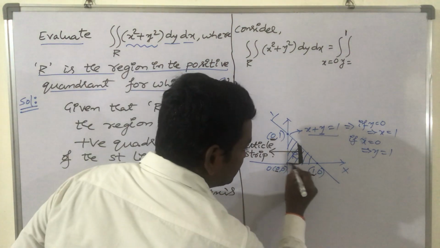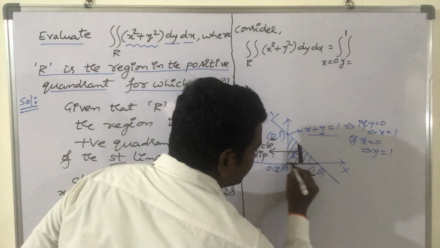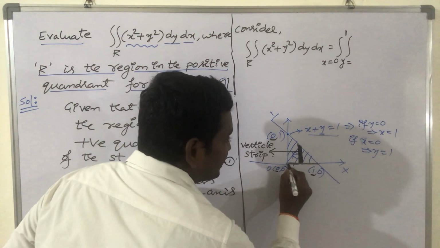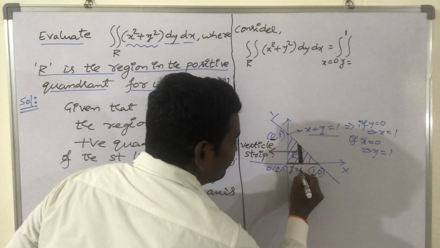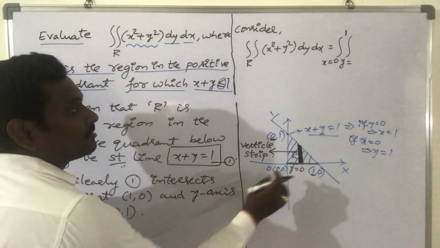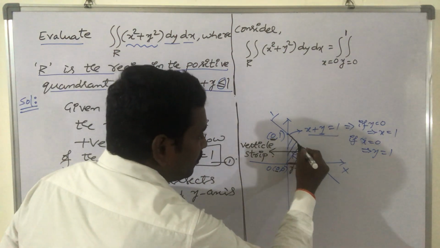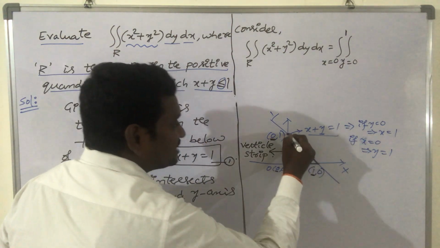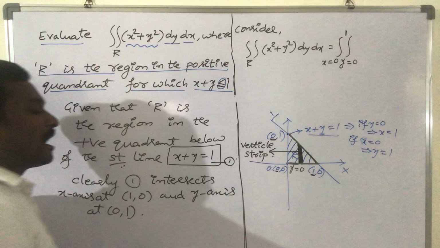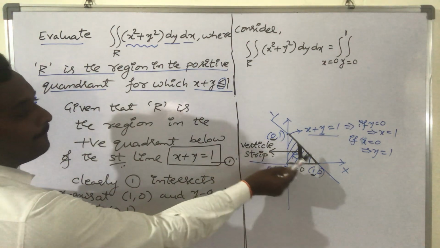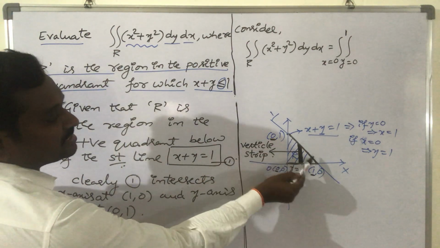This is the lower part of the vertical strip. What is it? X-axis. What is the equation of the x-axis? Y is equal to 0. That's why the lower limit is y is equal to 0. And what is this? This is the upper part of the vertical strip. What is this upper part?